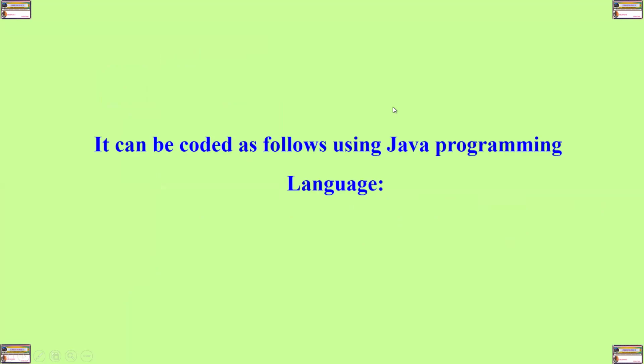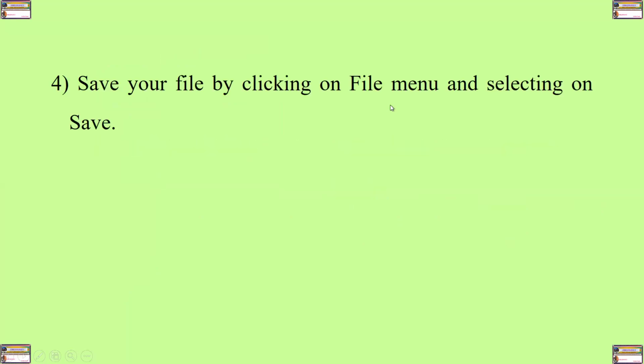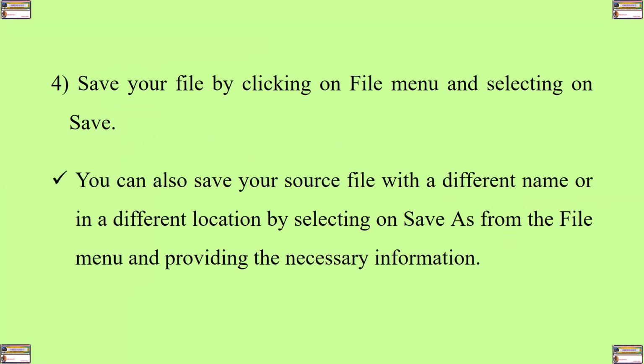So what next? Once you have coded your program, the next step you need to take is to save your file by clicking on the File menu and selecting Save, or by just clicking on the icon for saving. You can also save your source file with a different name or in a different location by selecting Save As from the File menu and providing the necessary information.